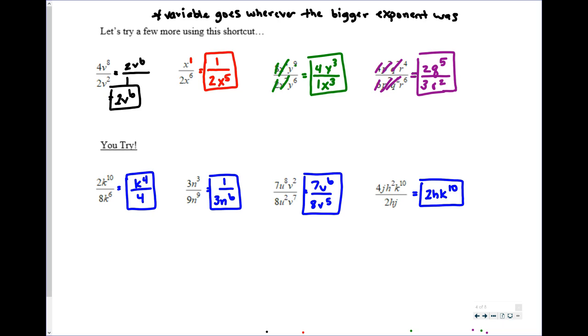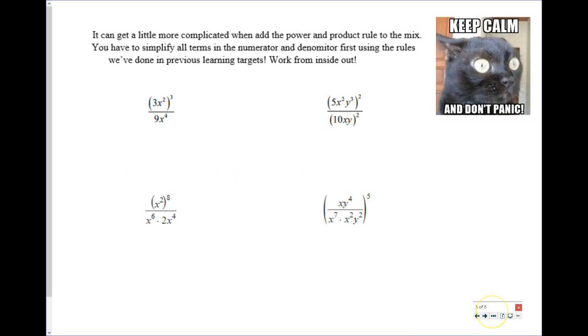Okay? So now let's step up the difficulty. And I don't want you to panic, because panicking doesn't help. I want you guys to follow a process, okay? So you've already learned the other 2 rules. Now you're just putting that together with this new rule. So you've got 3 rules to think about, okay?